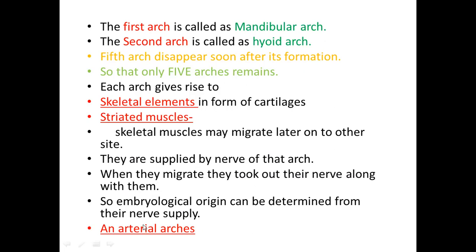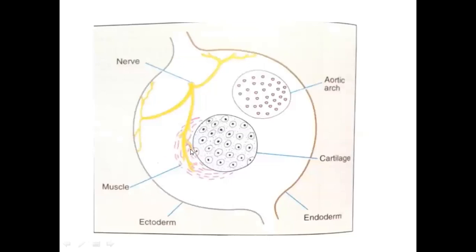So in this way, each arch is going to develop into some skeletal elements, some striated muscles, some arteries, because each pharyngeal arch has its own artery. So arterial arches get developed within the pharyngeal arches. You can see this is one pharyngeal arch in which inside is the endodermal covering, and outside is the ectodermal covering. So this is endoderm inside, and the outer side is ectoderm. So ectoderm, endoderm, and here it's mesoderm. Within the mesoderm, you can see the aortic arch, meaning an arterial structure, is going to develop here.